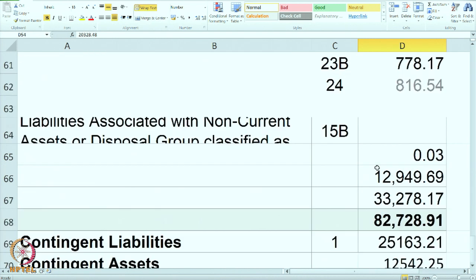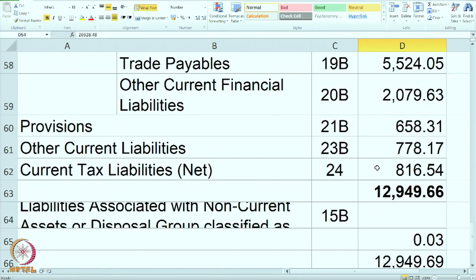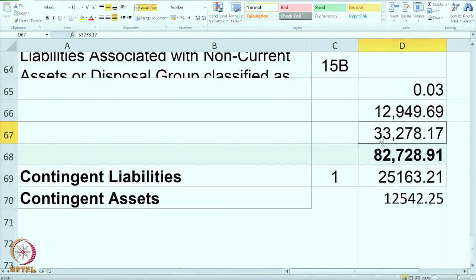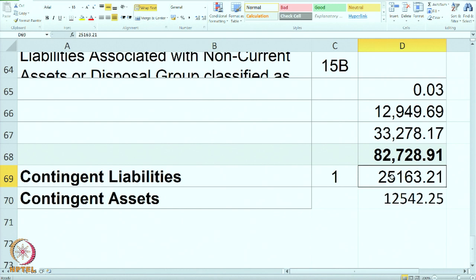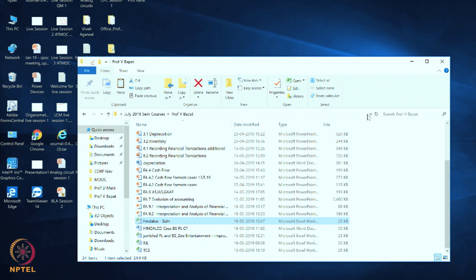plus equity. So both the liabilities taken together, first is taken total and then the total is 82,728. At this stage, they are disclosing the contingent liabilities as well as contingent asset. Note number 1 is a note for contingent liabilities. Are you getting me? Okay, so, this is about the balance sheet. It looks very simple here, but compare it with the answer which you have made. If you are able to solve it correctly, that is very good.